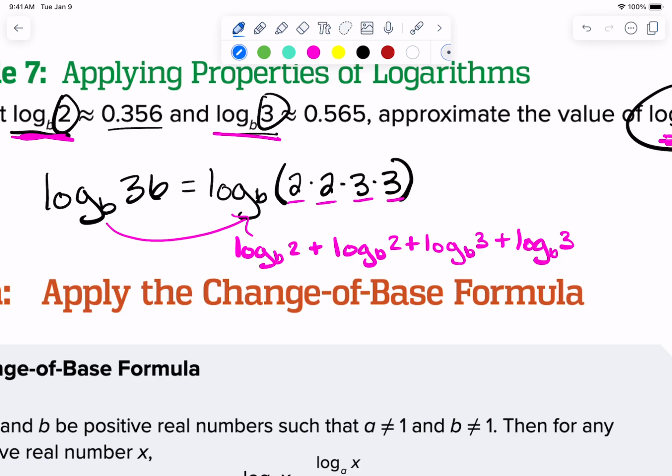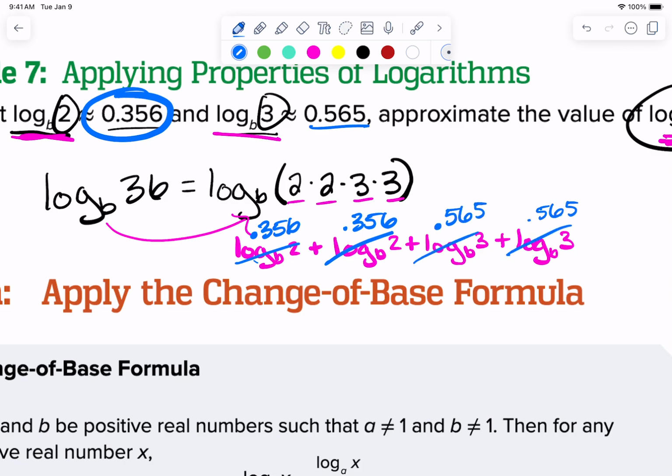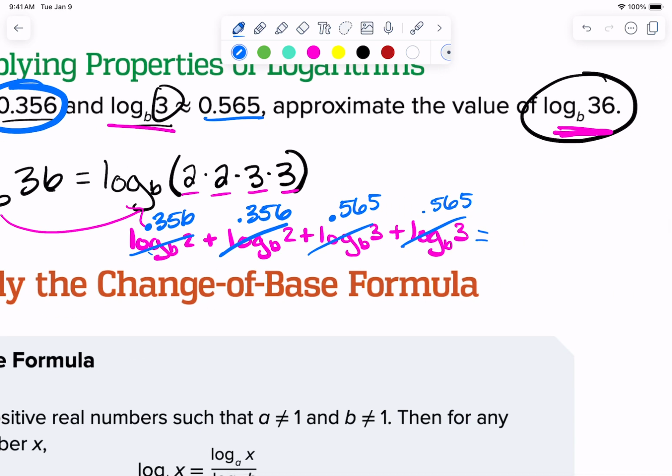Okay, now we know what log base b of 2 is. It is 0.356. So this guy is 0.356 plus another 0.356. And then log base b of 3 is 0.565 and 0.565. Do you see how we can just plop those numbers in there? Because that's what those are. Do that and tell me what your number is.